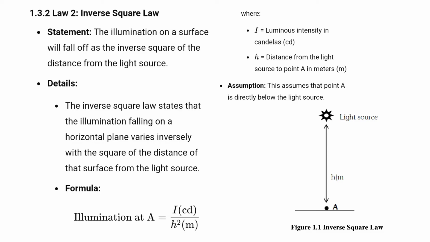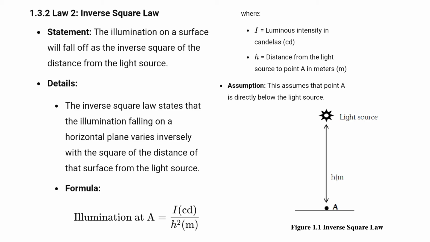The inverse square law states that the illumination falling on a horizontal plane varies inversely with the square of the distance of that surface from the light source. The formula is such that illumination at A is equal to I over H squared, where I is the luminous intensity in candles, and H is the distance from the light source to a point A in meters. This formula tells us that the illumination, light falling on a surface, is equal to the intensity of the light source divided by the square of the distance from the light.